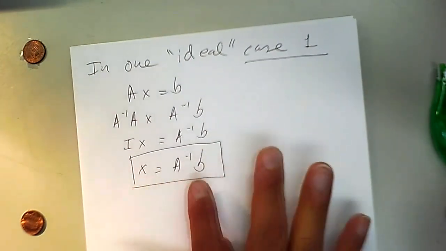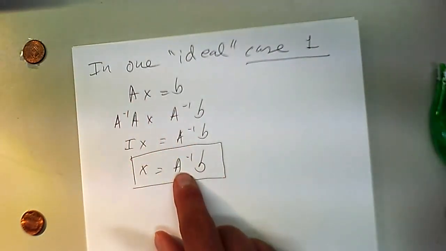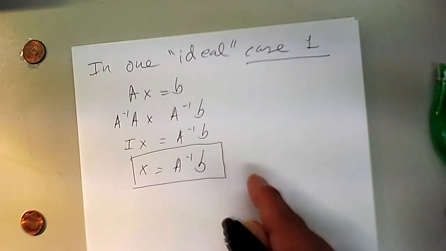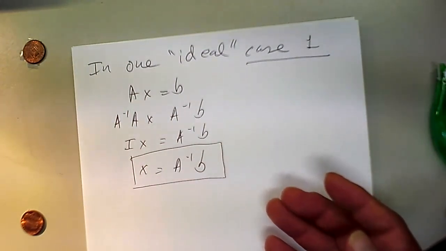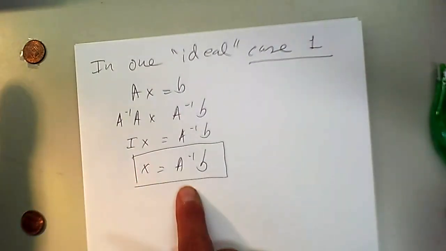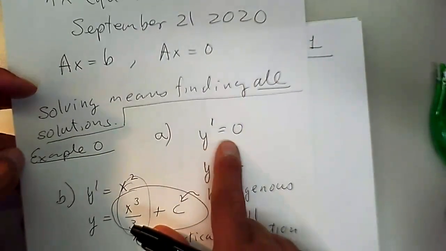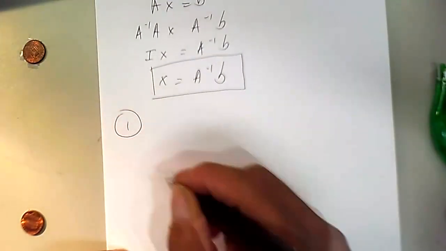So the best case scenario is if the matrix involved has an inverse, just multiply out and you get an answer, and there's no extra answers. There's no more to it. Yeah, so that sort of contradicts this. I'm going to tell you why it doesn't with an example. So let's do example 1.